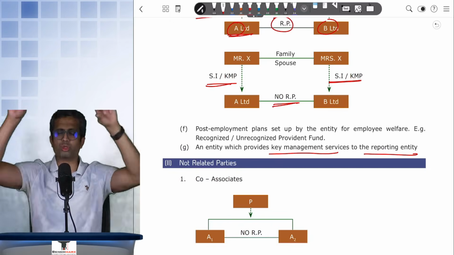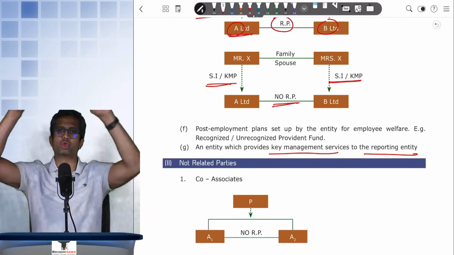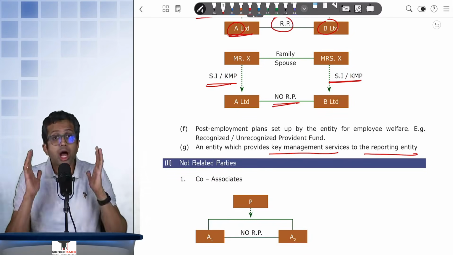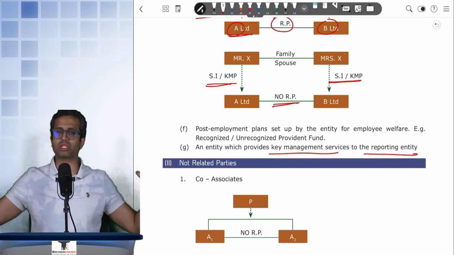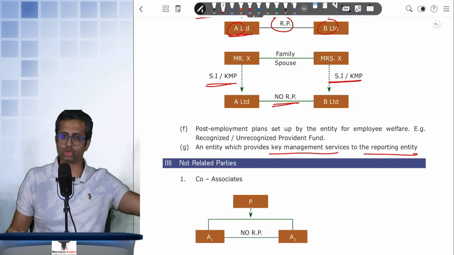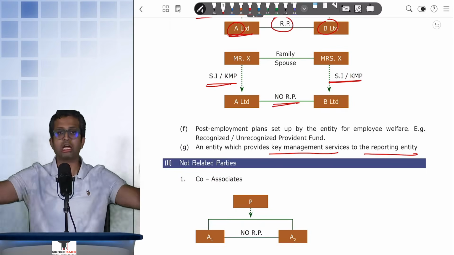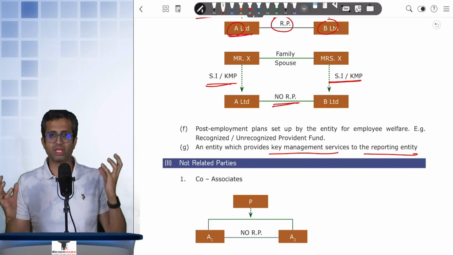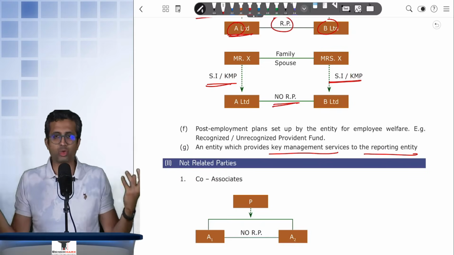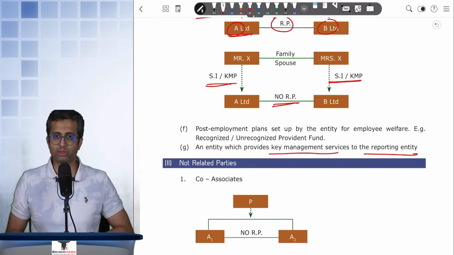Two entities which are joint ventures of the same third party, or one entity is a joint venture, another entity is an associate of the same third party, are related. And lastly, when you look at individual relationships, persons including their family members who are either having control or joint control at one place and control, joint control, significant influence, or KMP at the other place, the two entities will be treated as related. There will be no related party relationship if there are two associates or there are two entities where you have merely two common directors or key managerial personnel.